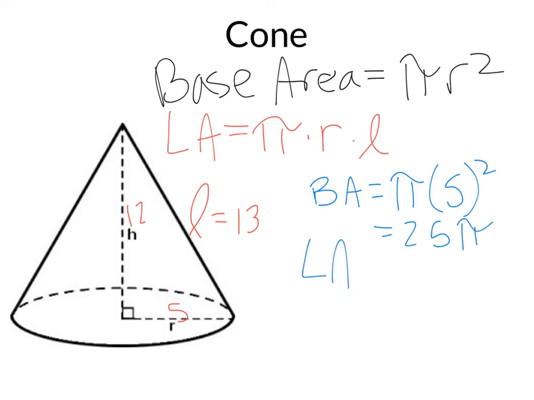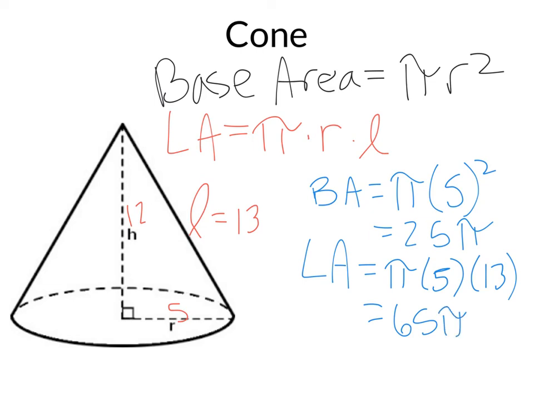Lateral area. Well, that's going to be pi r l. So pi times my radius times my slant height, 13. Well, 5 times 13 is 65. So it's going to be 65 pi. You might not have known that, but I did. I'm going to help you out. So my total area, 65 plus 25, that's going to be 90 pi. Units, in this case, squared. Since I didn't put any units, we'll call it units squared. Lovely.